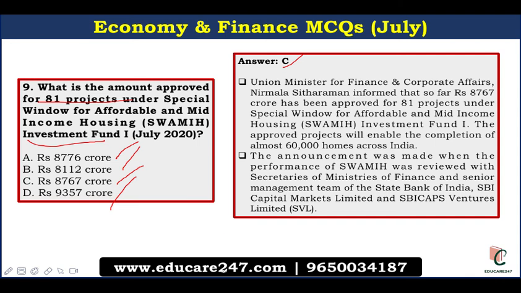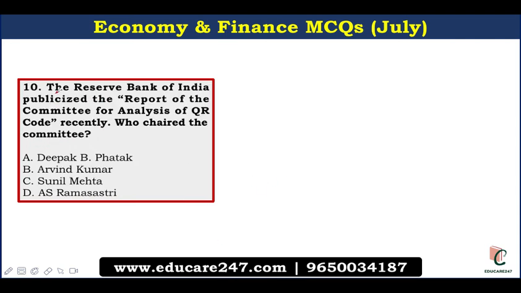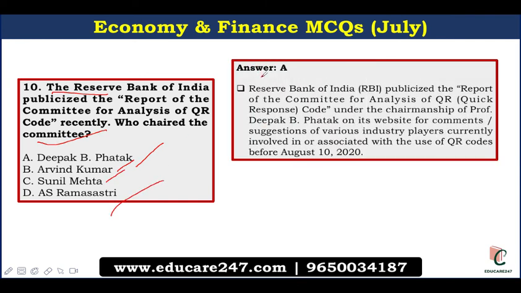Moving on to the next question. The Reserve Bank of India publicized the report of the Committee for Analysis of QR Code recently. Who among the following chaired the committee? The options are A. Deepak B. Pathak, B. Arvind Kumar, C. Sunil Mehta, or D. A.S. Ramasastry. So the correct answer here is A, that is Deepak B.